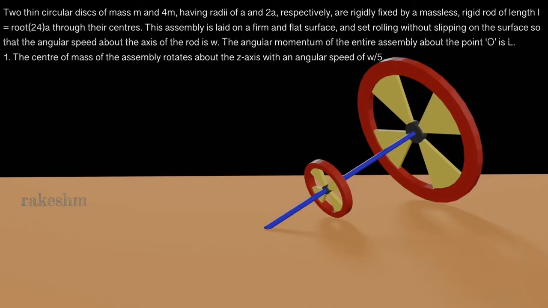Today, let us take a look at a question from JEE Advanced 2016 rotation chapter. So he has given that there are two thin circular discs of mass m and 4m having radii a and 2a respectively. These are the two thin circular discs that you are seeing here, with radii a and 2a, and masses m and 4m.